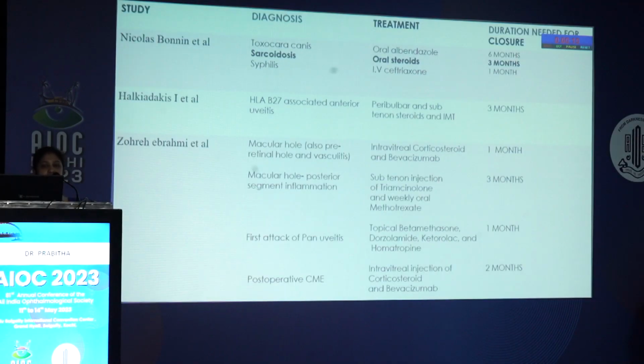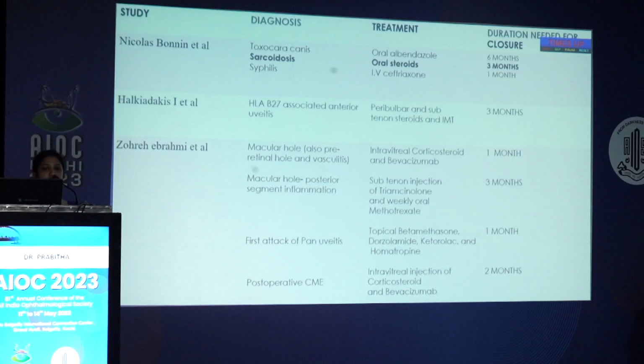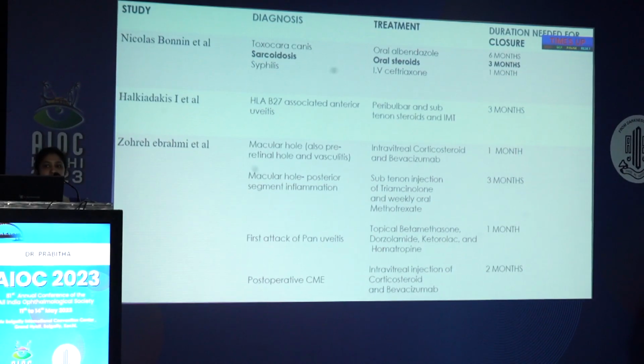So on literature search, we found that there are 3 articles which describe the formation of macular hole following posterior segment inflammation, and this was the duration of closure. So there was only one case which was previously diagnosed, which was reported by Nicolas Bonin et al. which had sarcoidosis, treated with oral steroids, and it closed in 3 months.